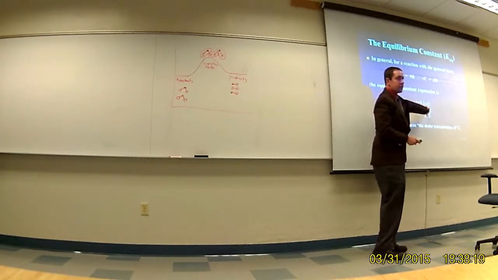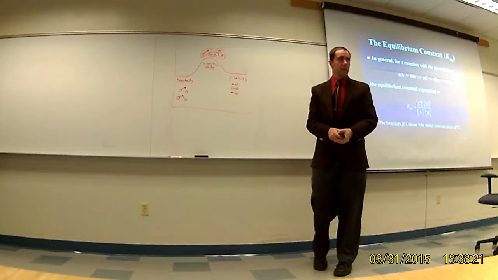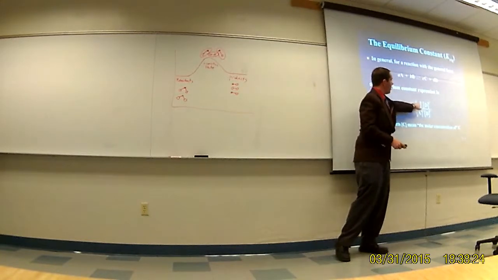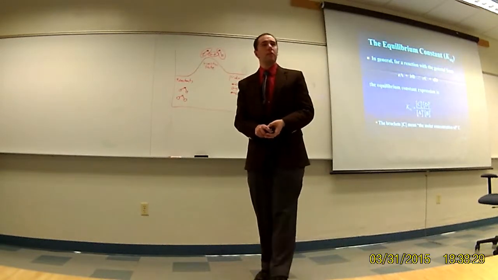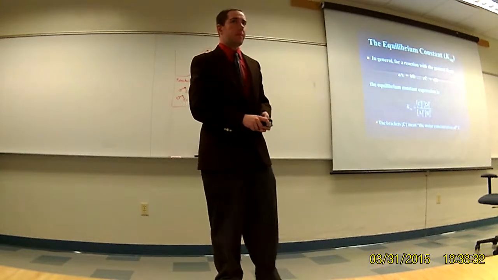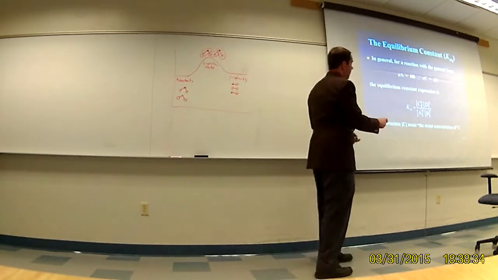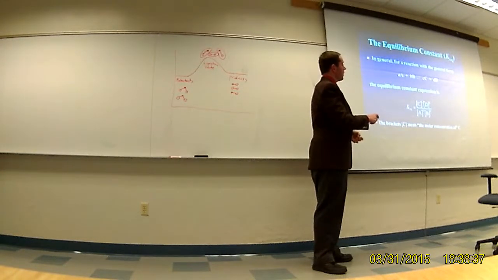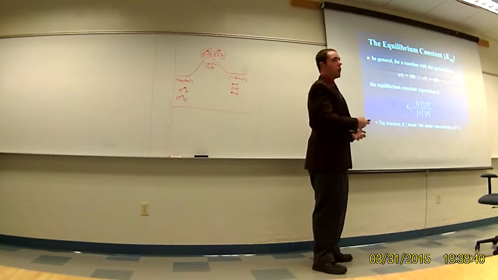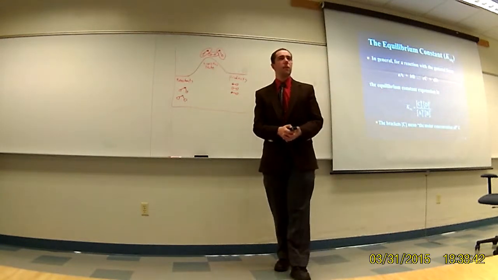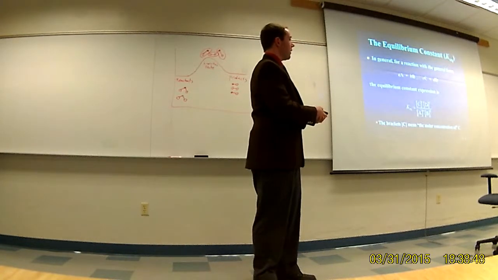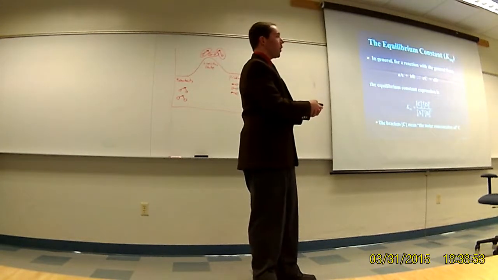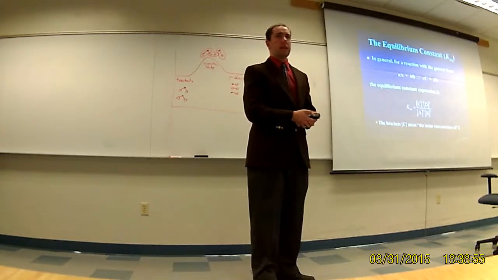These little brackets mean concentration. If I have brackets around C, that means the concentration of C. Generally, that's going to be in molarity. So here, we have the concentration of C in molarity raised to the power of the coefficient that was on C in the equation. You multiply that by the same thing for the other product: the concentration of D raised to the power of the coefficient that was on D.